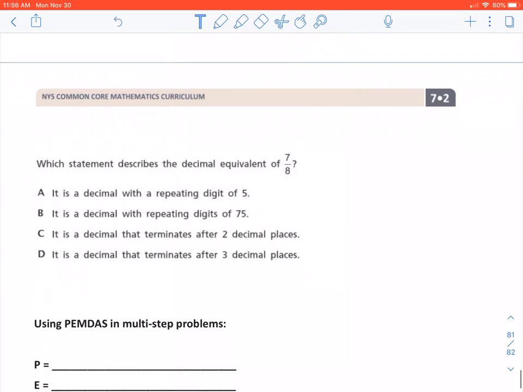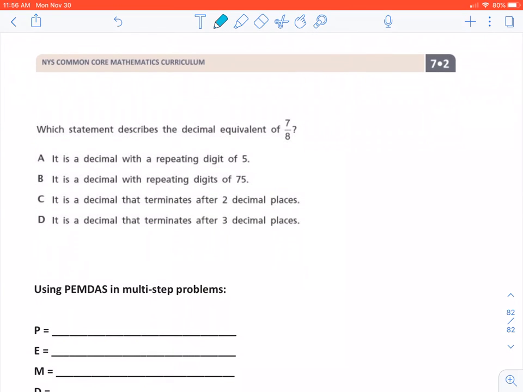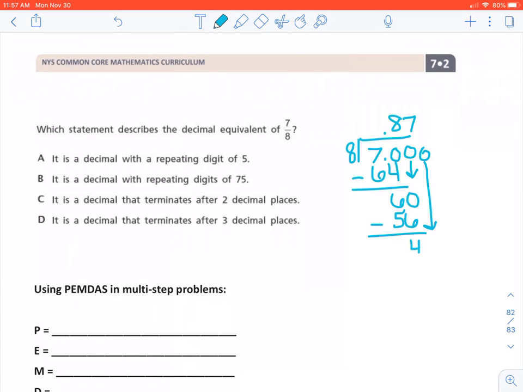All right, next one. We're going to do the same thing. Okay, we're going to divide 7 by 8. So we're going to tip the fraction over, so the 7's going to go on the inside. Now 8 doesn't go into 7, so we add a decimal, add a 0. 8 goes into 70. That goes 8 times, which is 64. We subtract, we get 6, so we're going to add a 0. 8 goes into 60 7 times, which is 56. Subtract, you get 4. Bring down a 0. And 8 goes into 40 5 times.